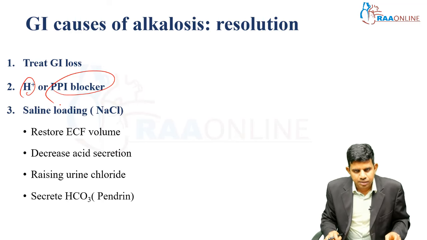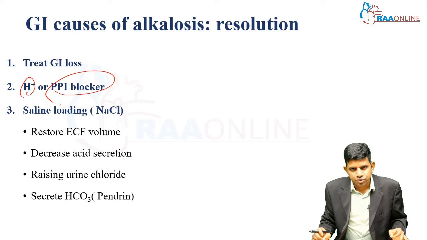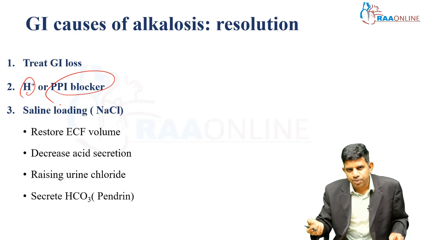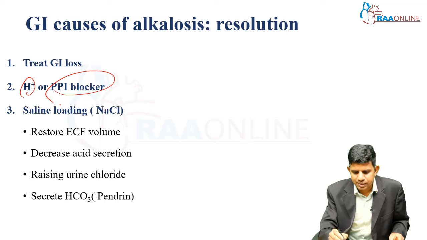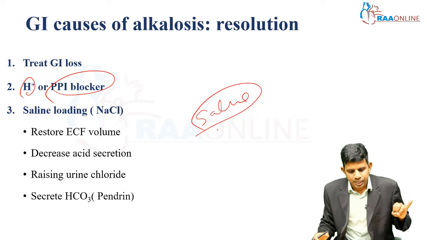Okay, you can give saline loading. I already told that it is a hypochloremic condition, so I want to give a hyperchloremic solution. Whichever hyperchloremic solution is available in the ICU is saline. Saline has a chloride of 154, while the body chloride is around 100. If I give this high chloride solution, what will happen?